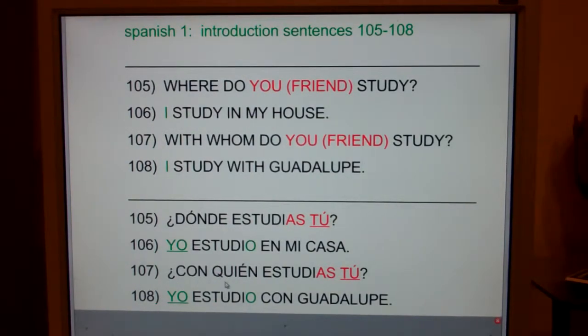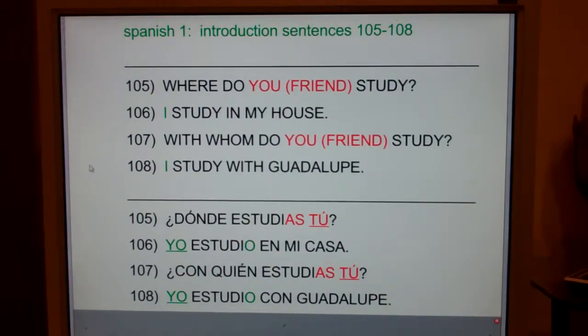And I want you to notice, how are we going to remember that quién is who? Well, pretend you and your friends are out driving your car and you come back and the keys are locked in the ignition. And you turn to your friend and you say, hey, who left the key in the ignition? Or if you're a music fan, who left the key in? ¿Quién? Who left the key in? So, ¿quién is who?